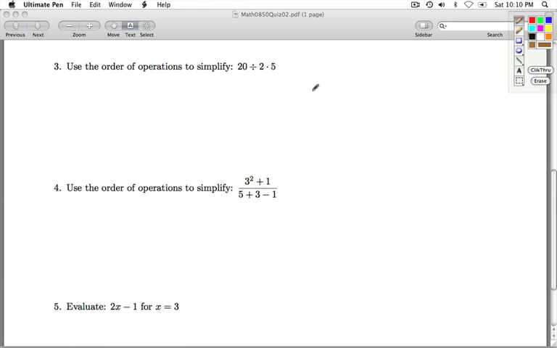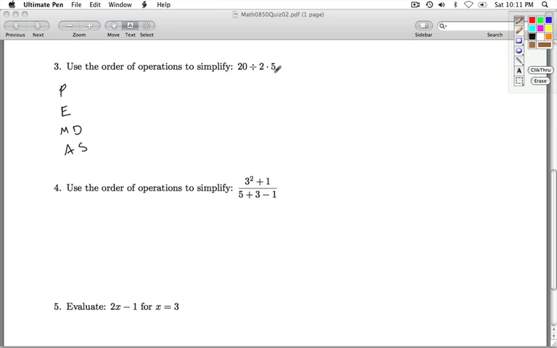Number 3, we're asked to use the order of operations to simplify. And so the order of operations, please remember, or please excuse, my dear Aunt Sally. Parentheses come first, exponents next. Multiplication and division have the same priority, written from left to right. Addition and subtraction have the same priority, written from left to right.